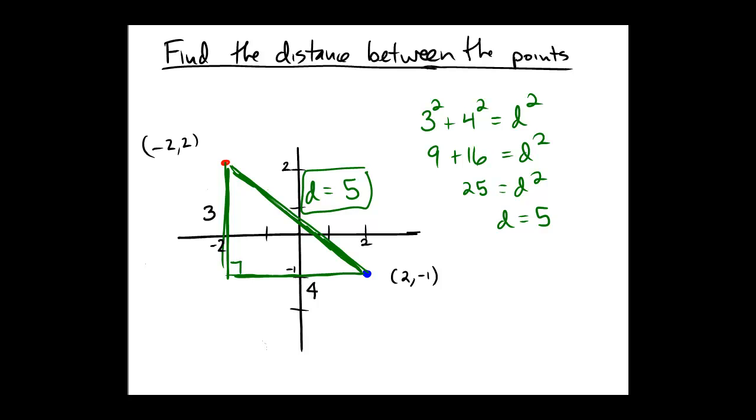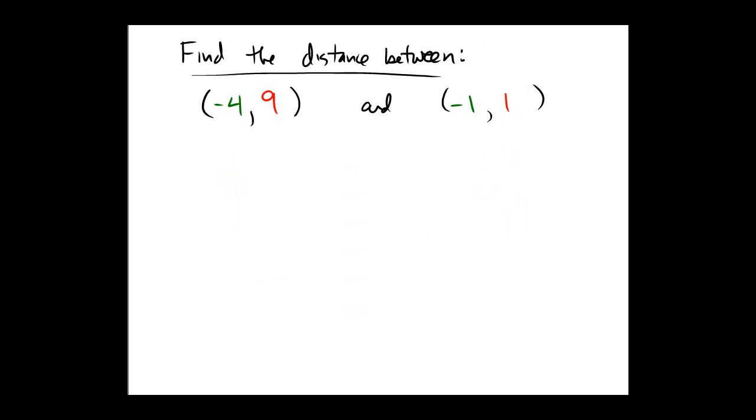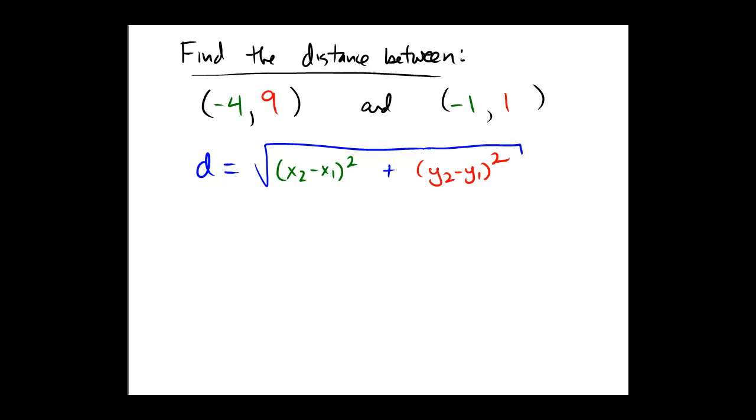Okay, now that vertical and horizontal distance can be summarized in a formula of the following, called the distance formula. D equals the square root of (x2 minus x1) squared plus (y2 minus y1) squared. So what this is doing is the same idea. The x2 minus x1 is really the horizontal distance, and then the y2 minus y1 is the vertical distance.